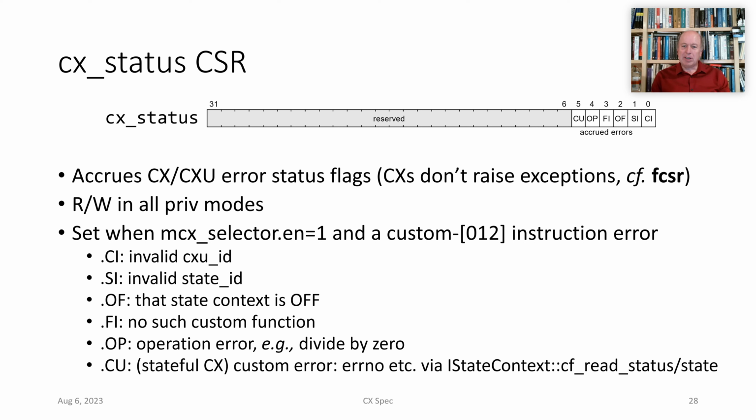If MCX selector contains an invalid CXU or state index, that will set CI or SI. If the selected state context is in the off state, that will set OF. Issuing a custom function that's not implemented in this CXU sets FI. An operation error, like a divide by zero, sets OP. And new private error state, such as per CXU error no, will set CU. If CU is set, a CX library will use iStateContext read status and read state to obtain the custom error state.